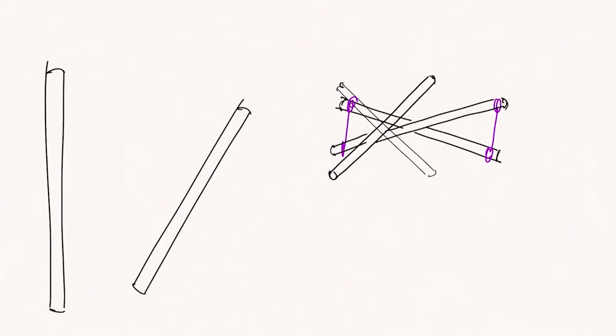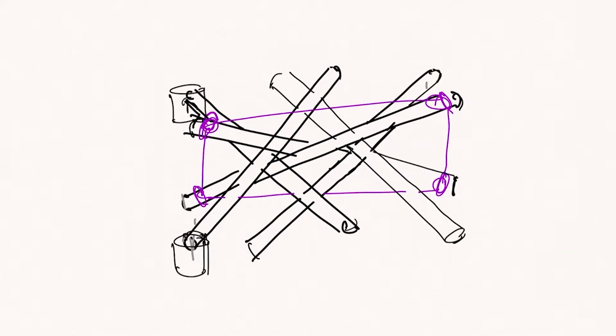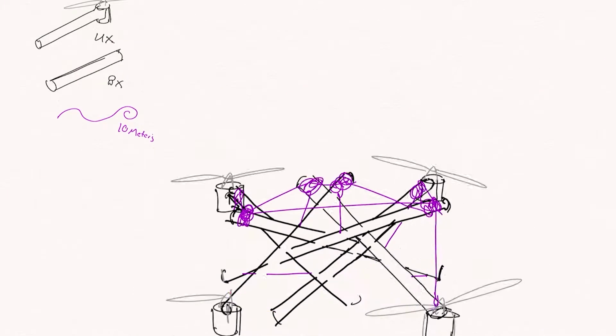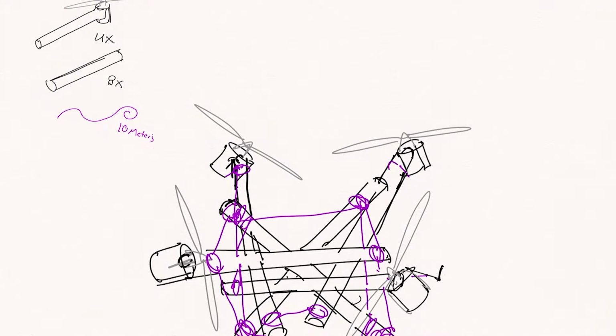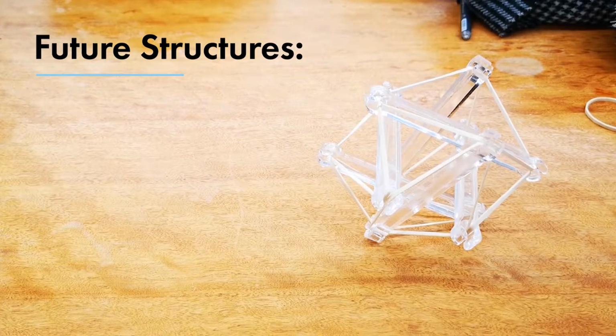Past work on protecting drones has focused on creating a protective shell around the drone, but we propose making the drone itself more compliant and crash resistant. We call these structures Tensegrity drones.